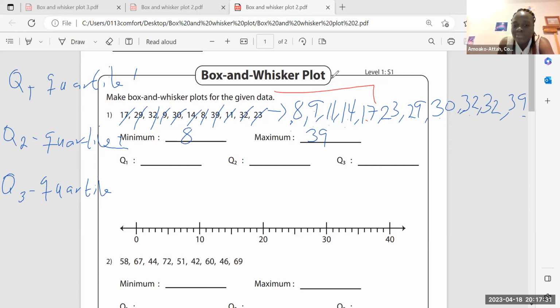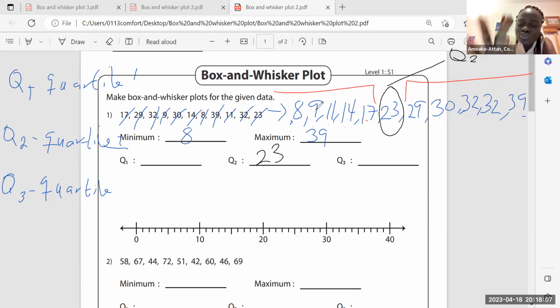So I count 1, 2, 3, 4, 5 up to this place. That is the first half. Then I count here 1, 2, 3, 4, 5, another half to the right. So that I will have the 23 in the middle. Now the quarter 2 is the same as the median, or the middle number. So the number in the middle will become your Q2. Good. So now we have 23 as our Q2.